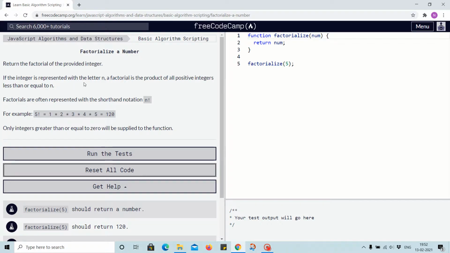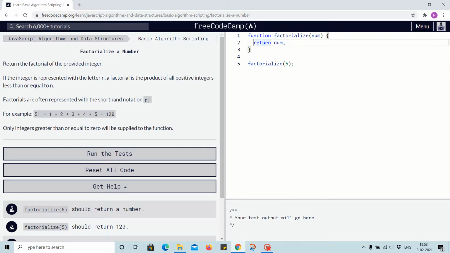If the integer is represented with the letter n, a factorial is the product of all positive numbers less than or equal to n. Factorials are often represented with the shorthand notation of n exclamation mark. For example, 5 factorial will be equal to 120 after multiplication from 1 to 5. Only integers greater than or equal to 0 will be supplied to the function.